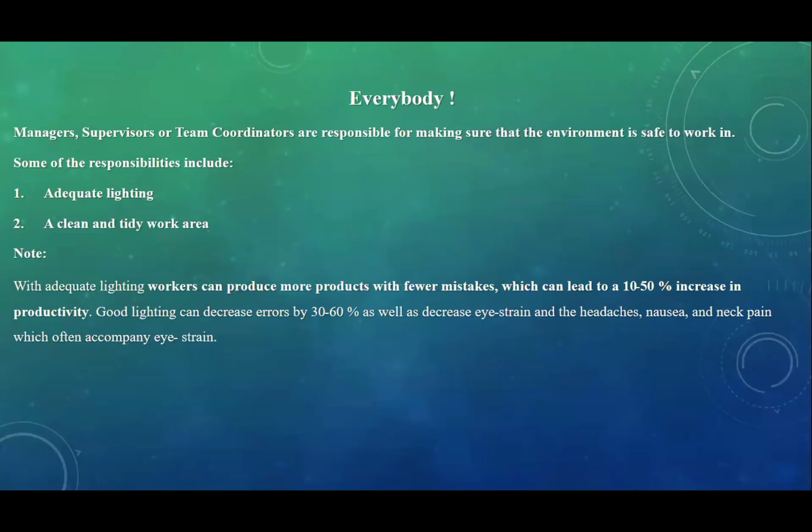Managers, supervisors, or team coordinators, they all are responsible for making sure that the environment is safe to work in. So some of the responsibilities include adequate lighting and a clean and tidy work area. With adequate lighting, workers can produce more products with fewer mistakes, which can lead to a 10 to 50% increase in productivity. Good lighting can decrease errors by 30 to 60%, as well as decrease eye strain and the headaches, nausea and neck pain which are often caused by eye strain. So it's very necessary to ensure work and health safety in the workplace. It's the responsibility of everyone who is working in the workplace.